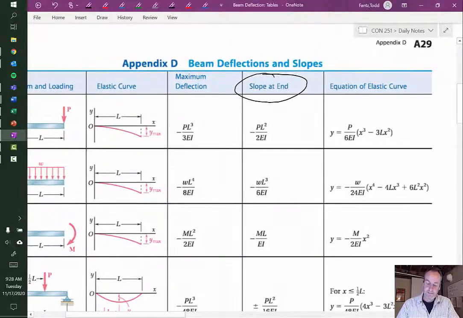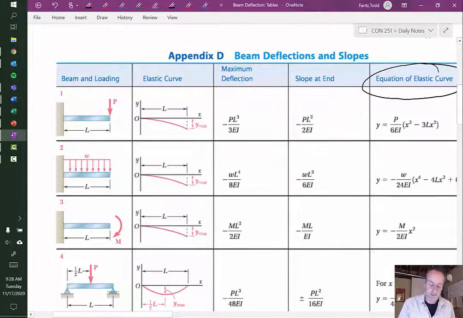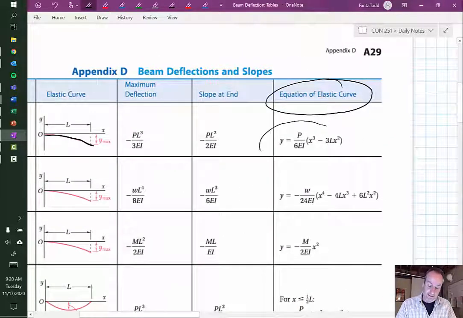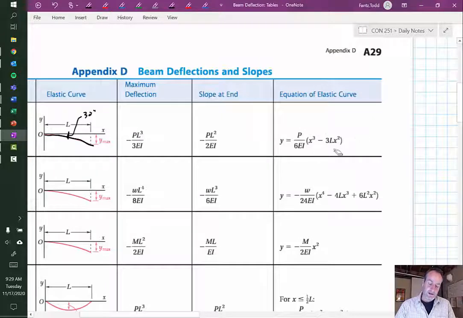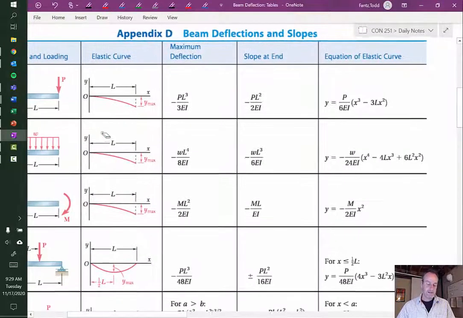The last column is our equation for the elastic curve. Like I said, if we could come up with an equation for this curve as a function of x, then we could just plug in values. Say I wanted to know the deflection at, I don't know, 30 inches away from that support. Well, I could put in 30 for my x. Everything else is the same. L is still whatever the length of the beam is. E is 29 times 10 to the third in kips per square inch. I would be the shape of the beam. So in general, that's what these equations look like.